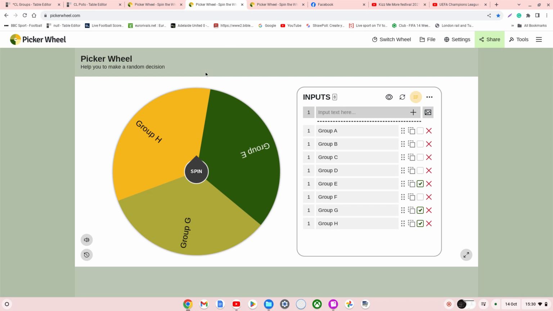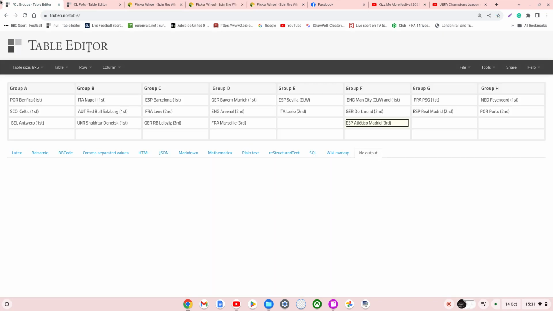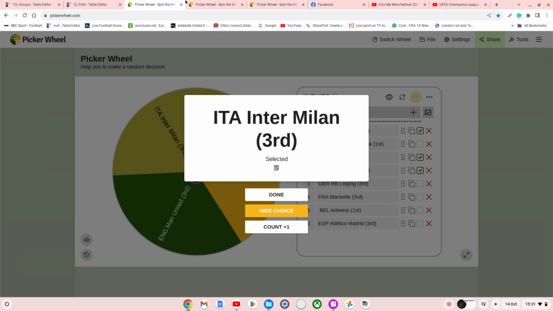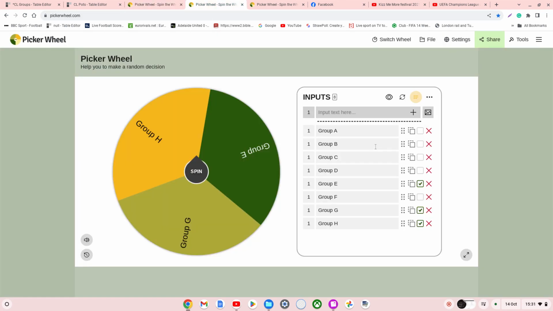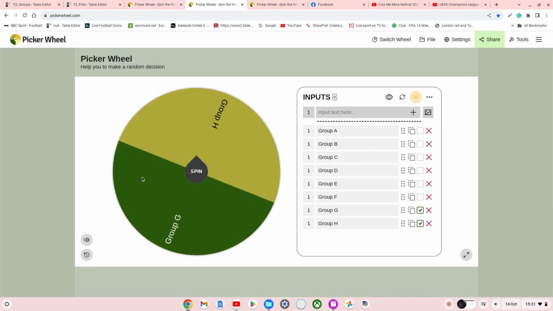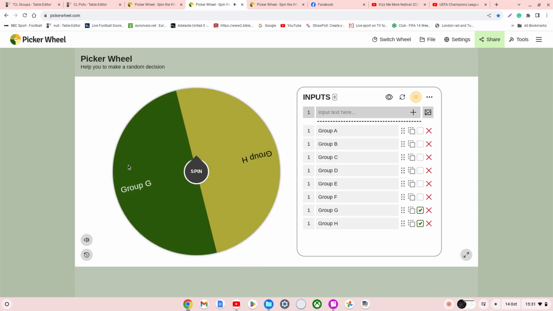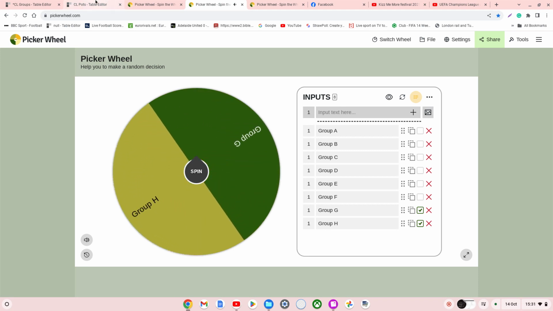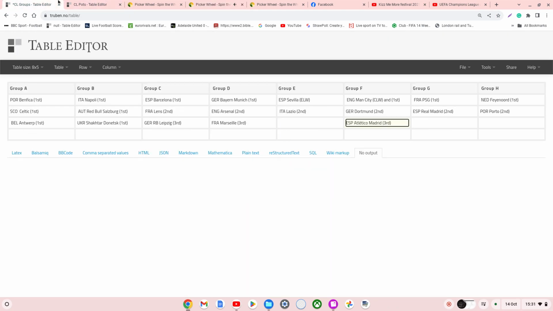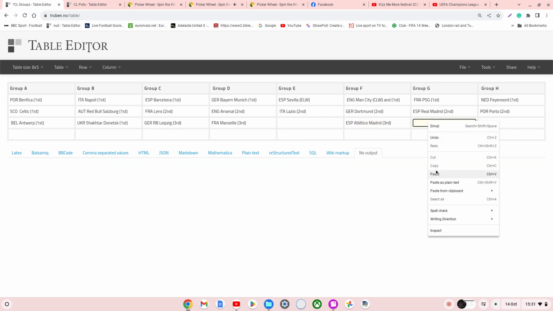So Group, what is it again? Yeah, Group E is not available for them, for Inter Milan. So they only have 2 available options: Group H or Group G. And it's Group G. Group G for Inter Milan. And they will be playing against Real Madrid and Paris Saint-Germain from France.